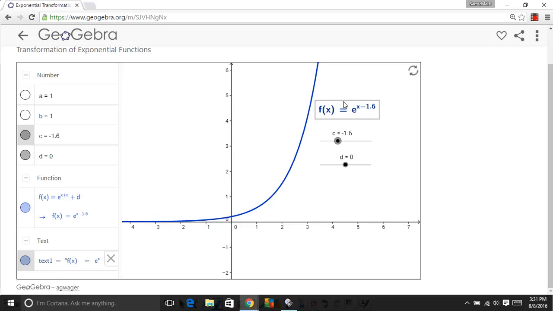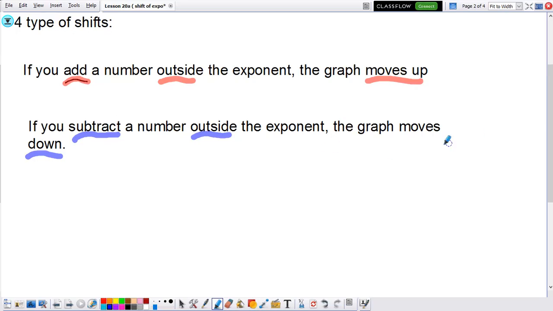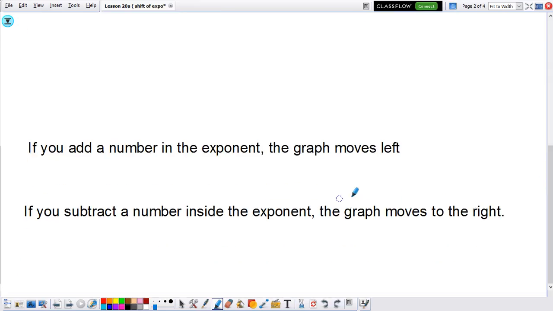So notice that when you subtract numbers in the exponential, the graph starts to move to the right. And that's exactly what we have here. Now, if you add numbers in the exponential, the graph is going to move to the left, which is kind of like what we saw on logarithms.